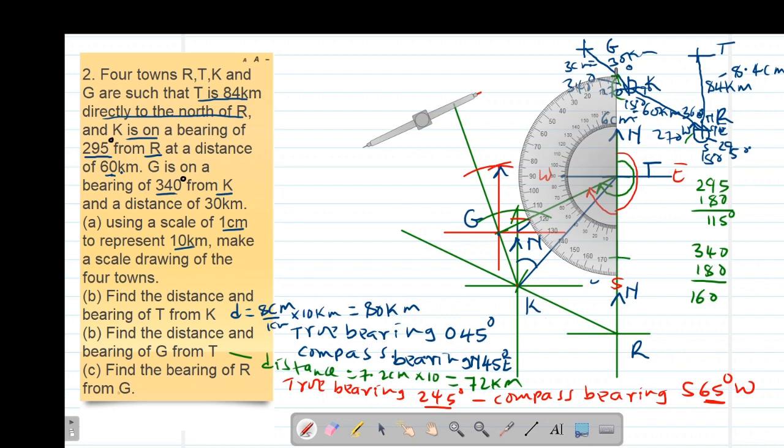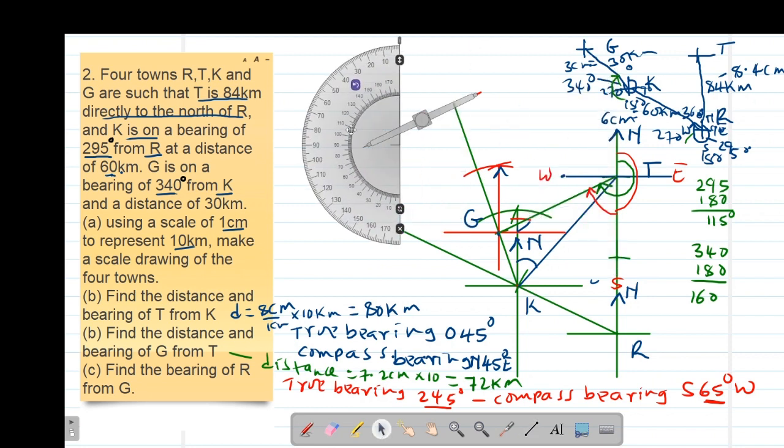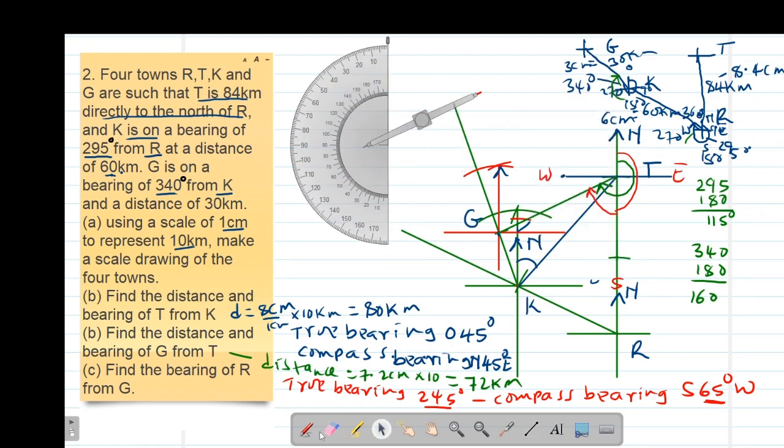Then part C of the question, we are told to find the bearing of R from G. So we need to connect those two, that is R and G. So let me connect these two, R and G. So this is G. I'm going to connect it to the point R. So for the bearing of R from G, we need to measure the angle at point G. So the required angle is this one here. From G, this is the angle that they want.